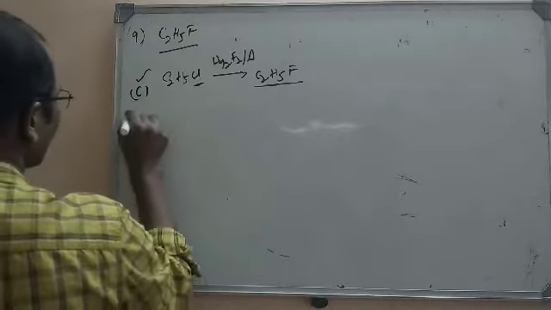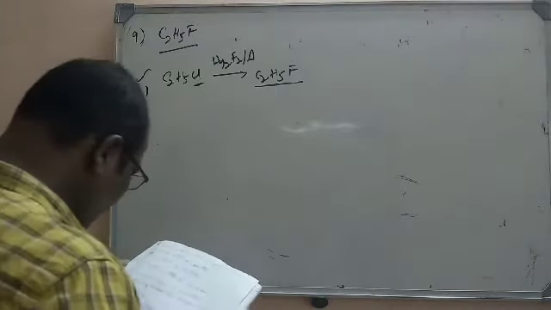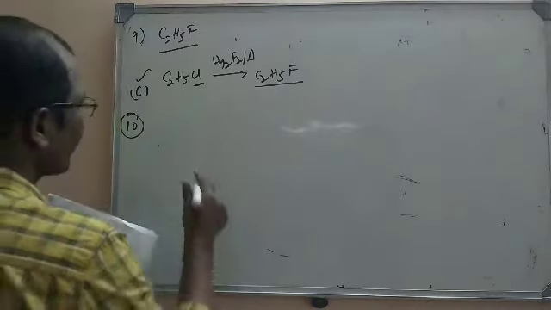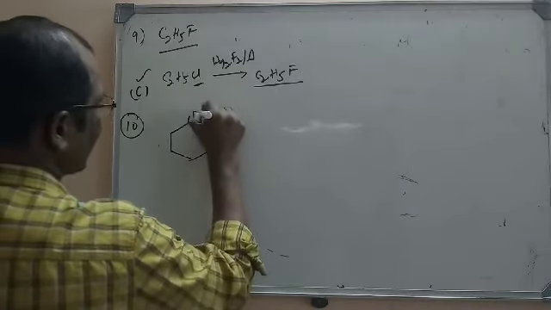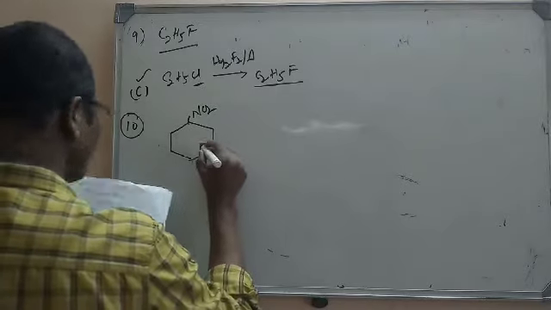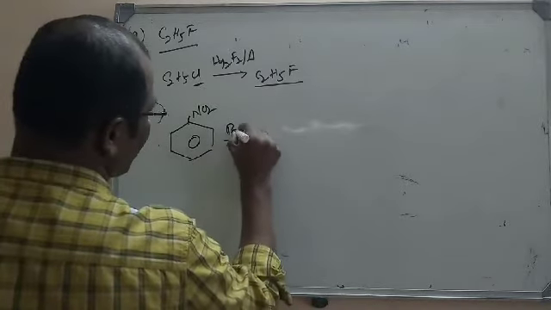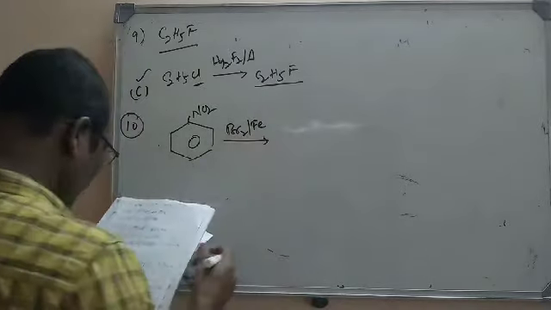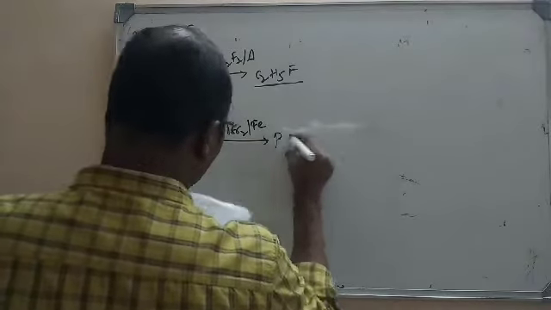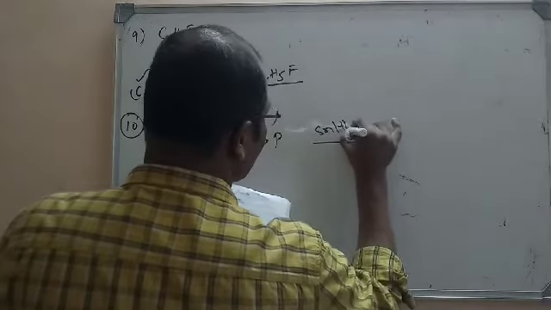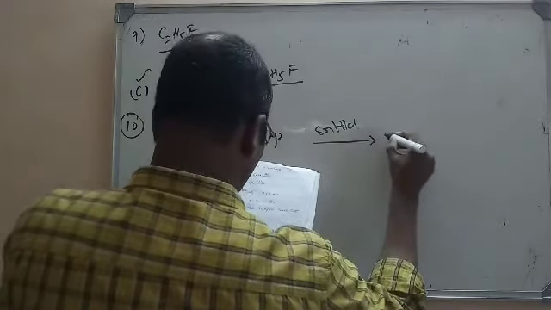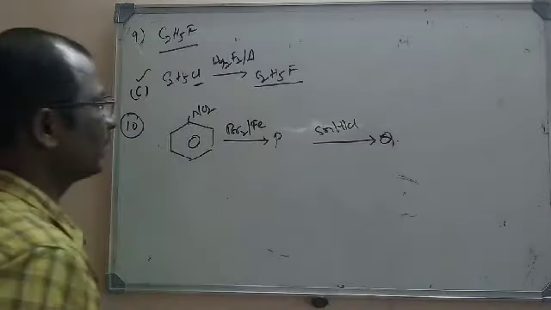Let us move to the next objective question. Here some reaction is given, that is nitrobenzene. Nitrobenzene is undergoing halogenation with Br2/Fe and it is giving P. Again it is treated with tin and HCl to give rise to Q. What are P and Q?